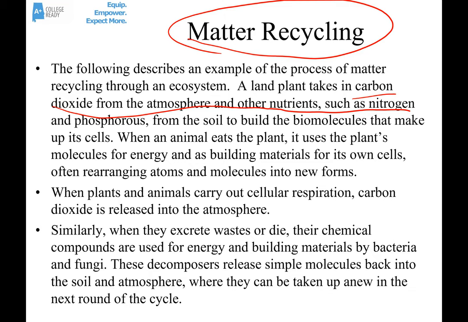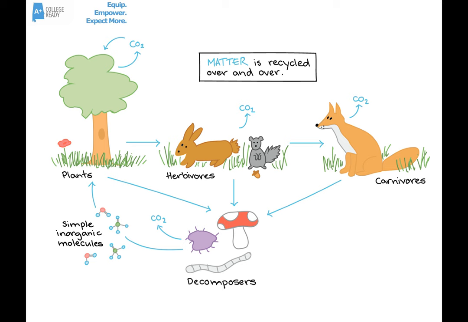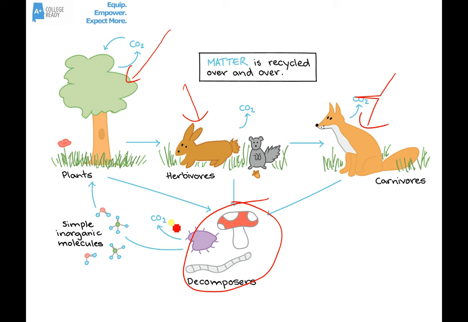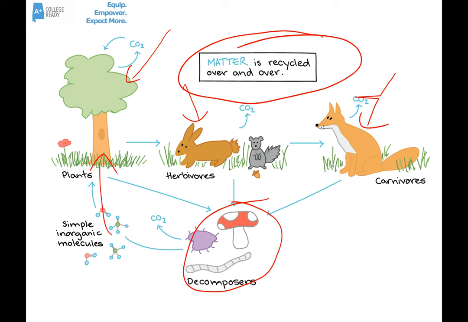Here we can see some of that. We're going from the bottom of the food chain, producer, to primary consumer, to secondary consumer. Eventually, decomposers break them all down and put those simple molecules and atoms back into the ground. They become available to plants again, and the cycle starts over. So, key word there: matter is recycled over and over through an ecosystem.